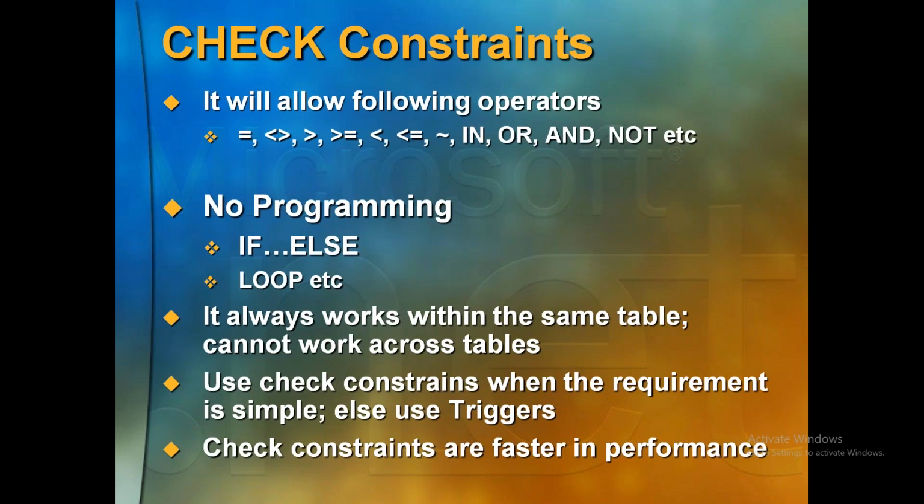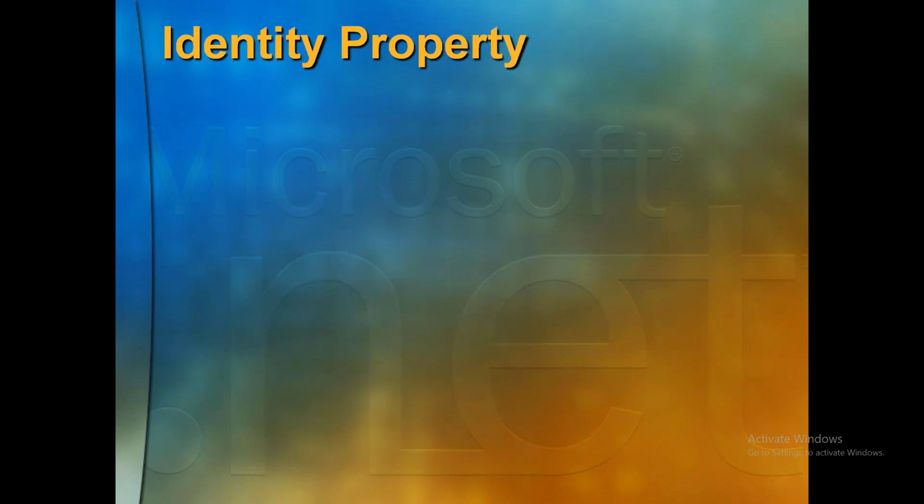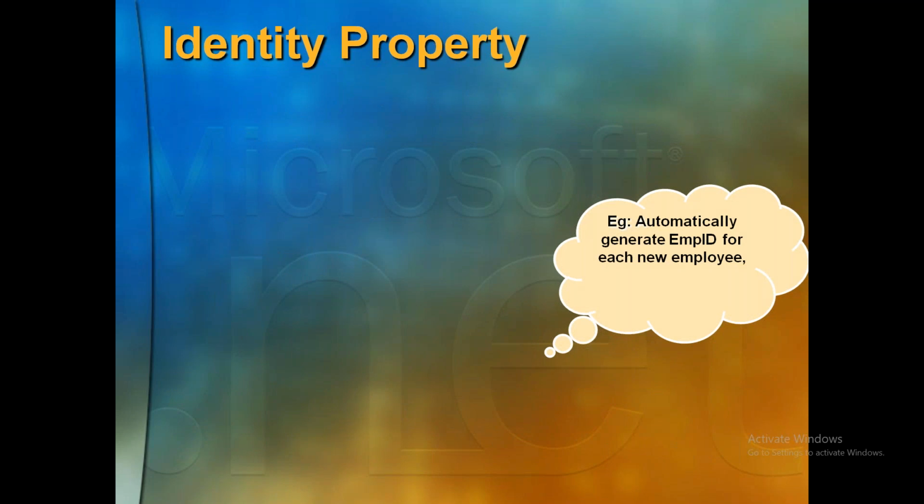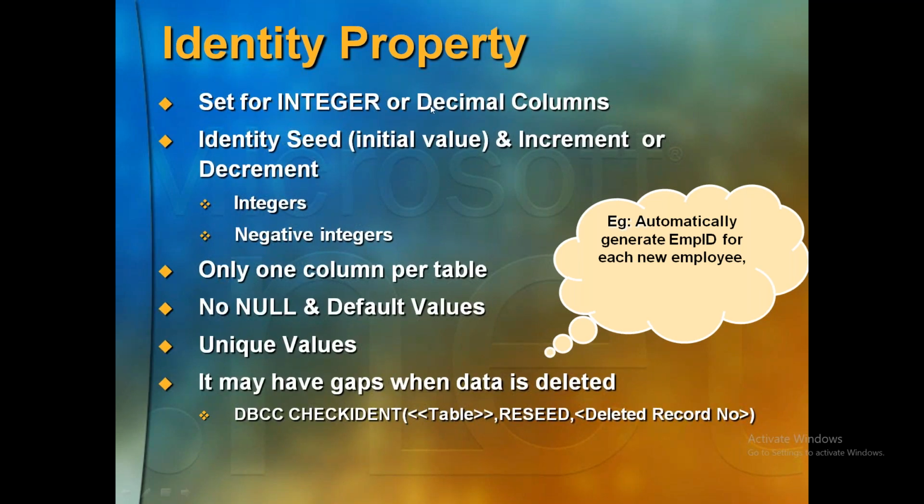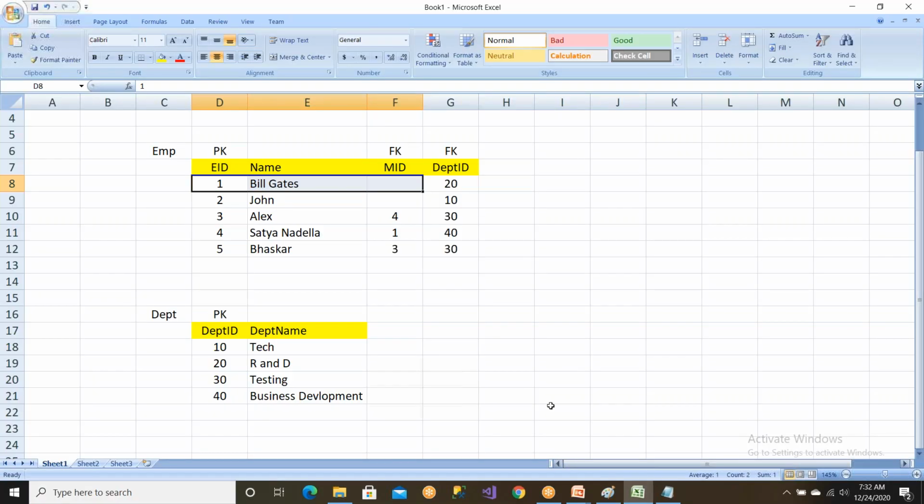Now, the last concept is the identity property. It automatically generates an employee ID for each new employee. Clear? It is set for integer and decimal columns, with an identity seed and an increment or decrement, which can be positive or negative integers. Only one column per table, no nulls, no default values, and unique values. It may have gaps when data is deleted. So, what is the meaning of this? Let me tell you.